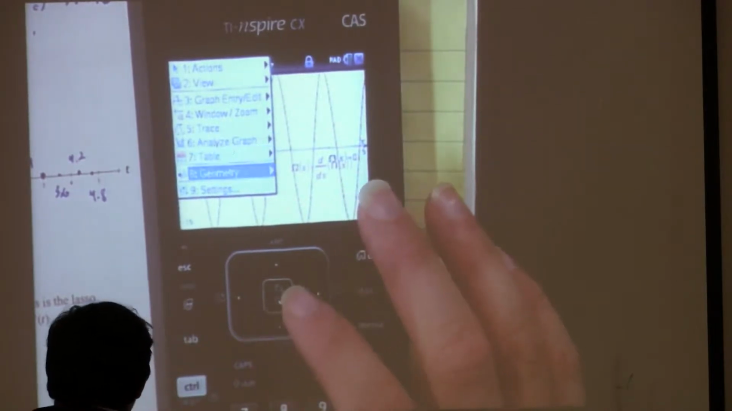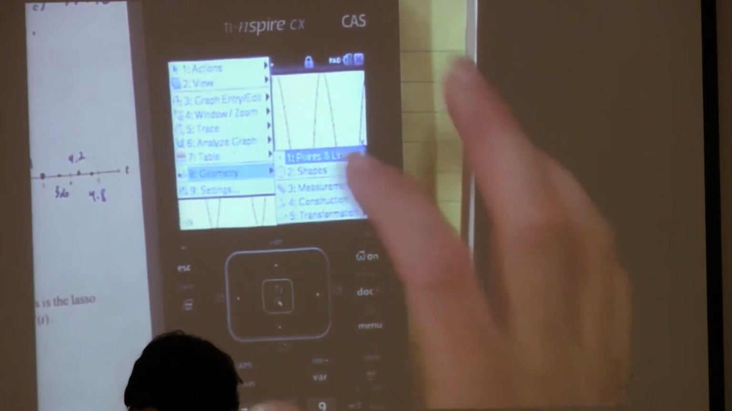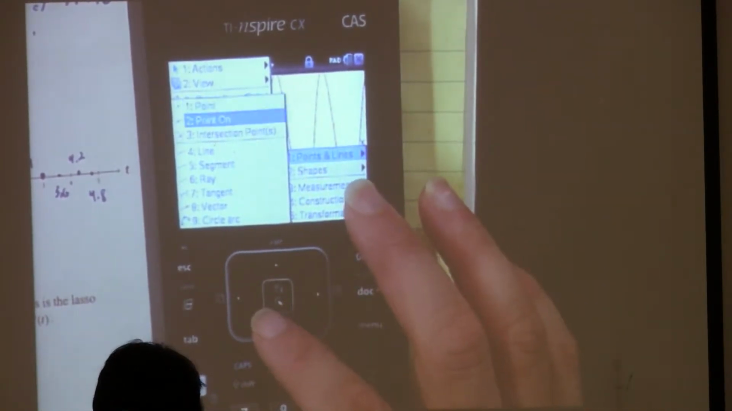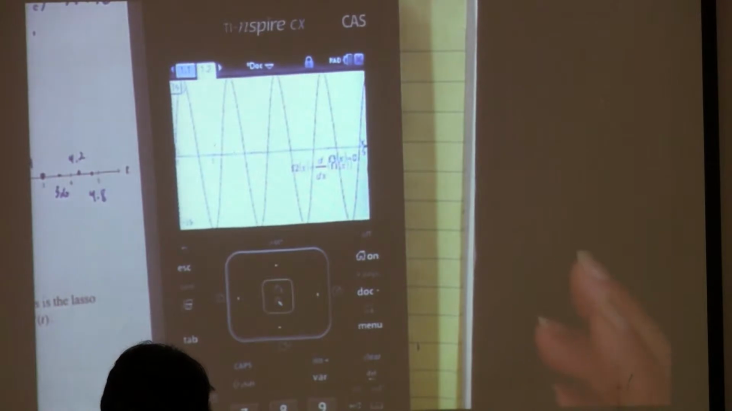So what I'm gonna do is I'm gonna go to geometry, because that's just so awesome. Okay, and I'm gonna go to what? What do you think? Points and lines, you're good. And then intersection points. This thing is awesome, it's so self-explanatory. Okay, now this is where you get stuck. What do I do now? There's no instructions, right? Enter.